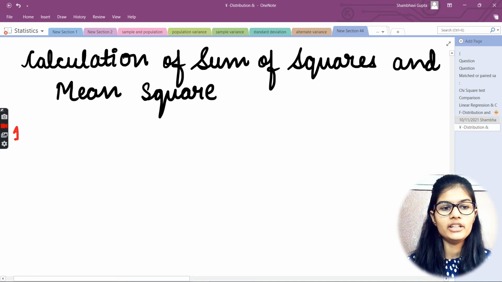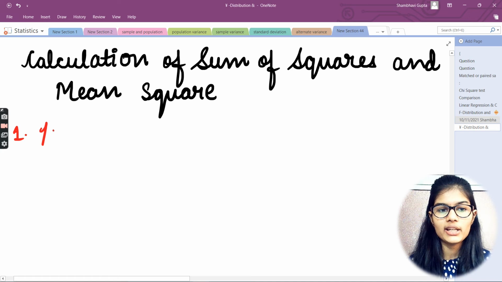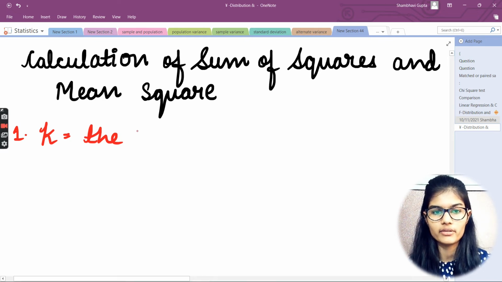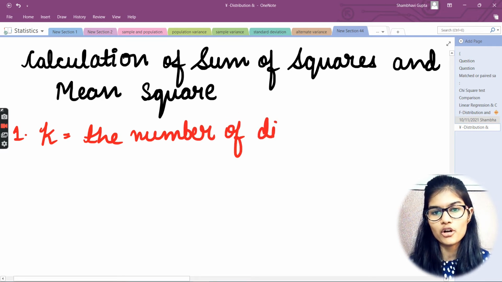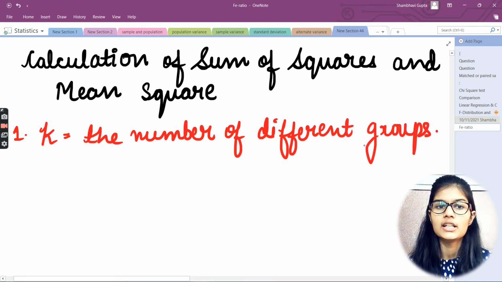Now, I'll even be denoting some different terms as well, so as to remember the notations and what they actually mean. That as well I'll be doing throughout. Okay. Great. So here we have the first one, that is the small k. That is the number of different groups, right? So this is the calculation of sum of squares and the mean square.